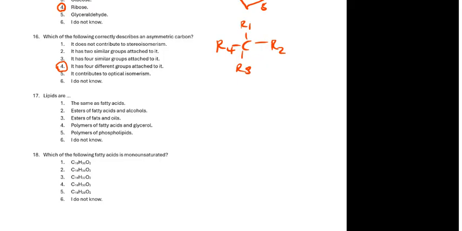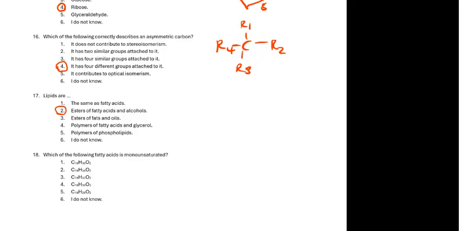Esters of fatty acids and alcohols. Yeah, this is true. Esters of fats and oils. No, this is not true, since fats and oils are just some types of fats. So polymers of fatty acid and glycerol. So this is false, since lipids are not polymers, primarily polymers of phospholipids. So this is not true. So the only correct answer that we remain with, we have 2 is the correct answer.